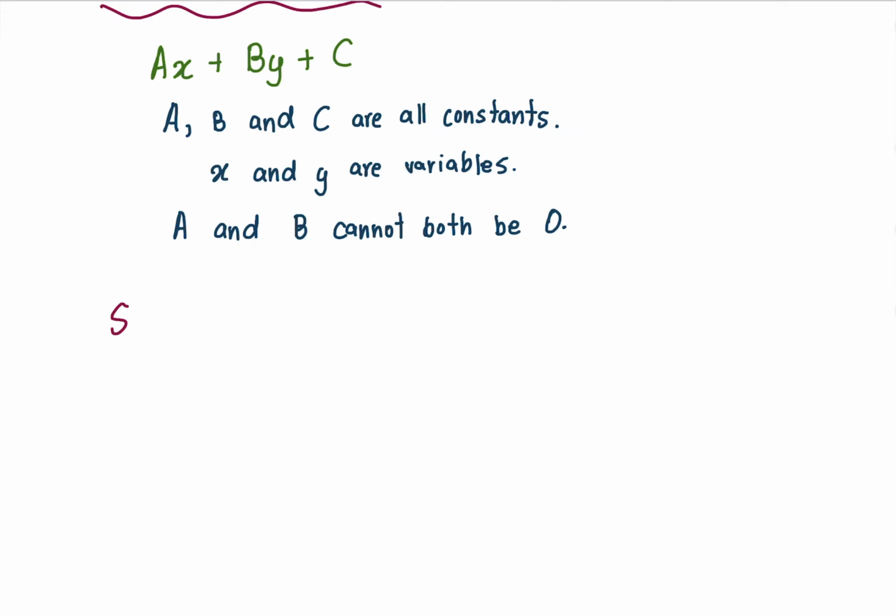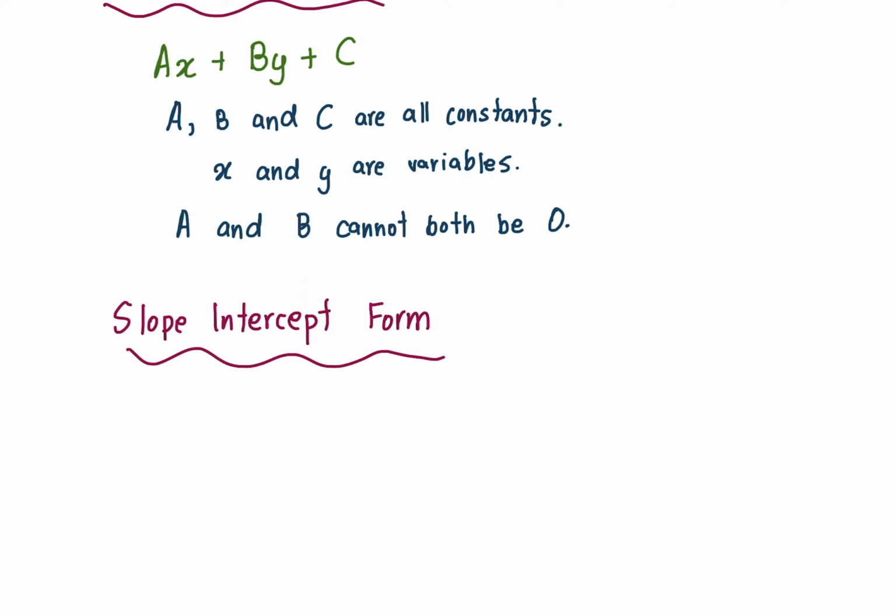The slope-intercept form is a bit different, and to explain this one, I'm going to use a line. Slope-intercept form is written in the form y equals mx plus b. Now, this may not really make a lot of sense to you right now, because what does the m stand for, and where did this b come from? So let's go ahead and talk about this.